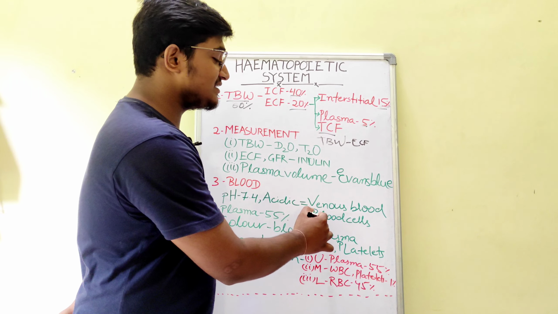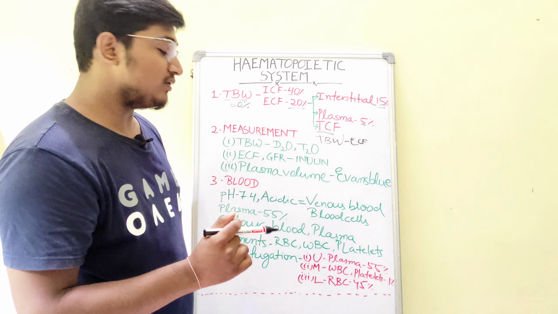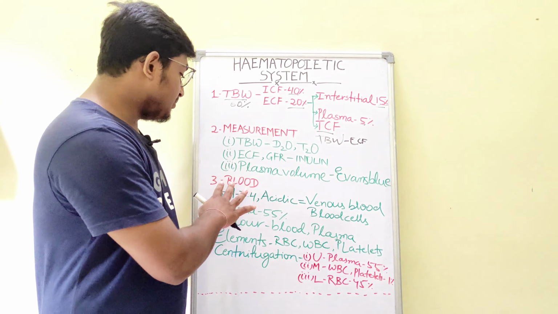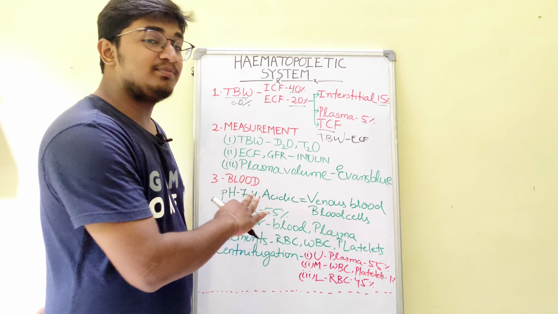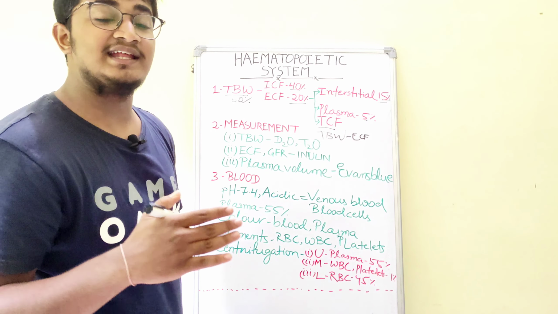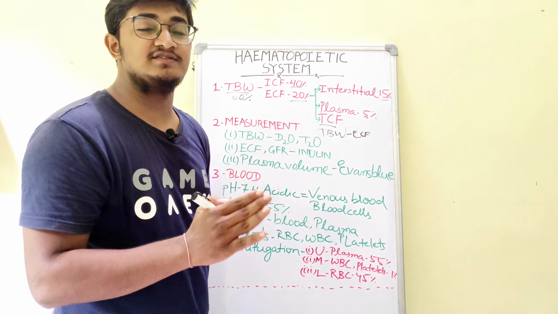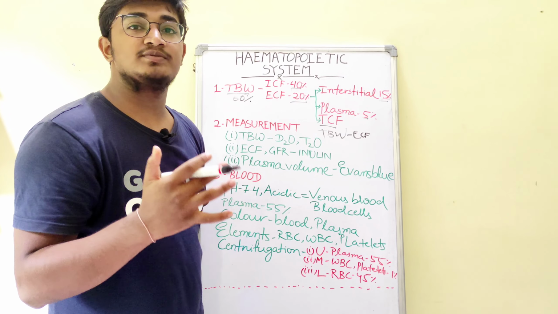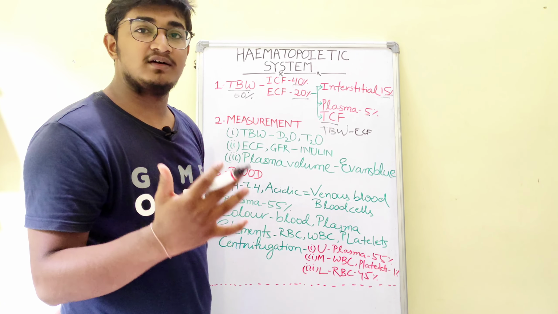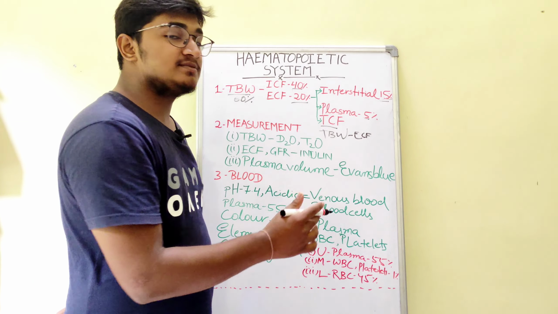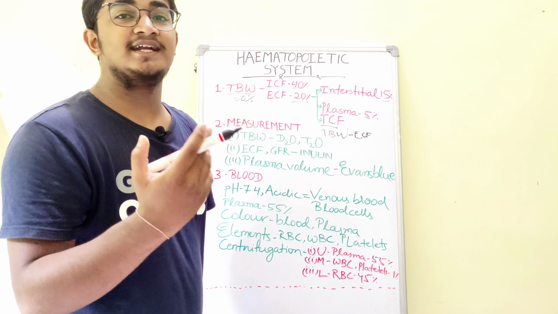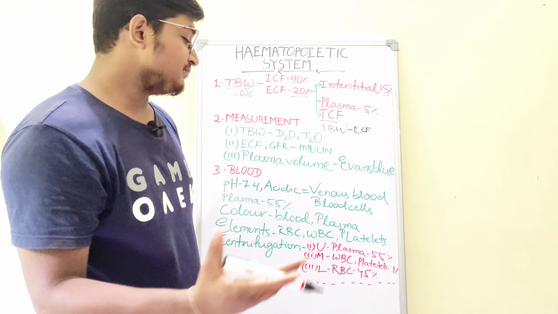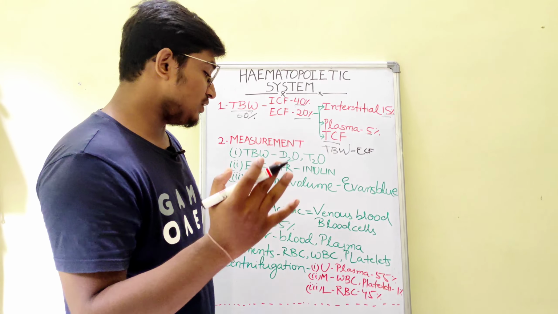The next acidic component is the blood cells. Okay, the other component of blood is the plasma, which is 55%, and the other component is the cells, which is 45%. The color of the blood comes from RBC, which gives the red color, and the color of the plasma comes from bilirubin. The degraded product of the RBC is bilirubin, and that gives a yellow tint to the plasma.